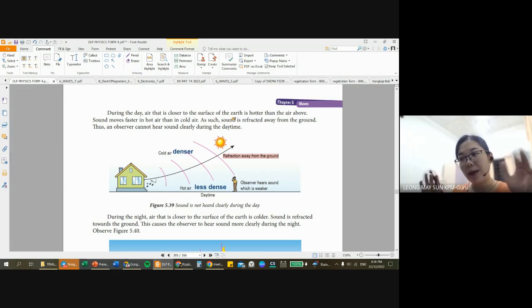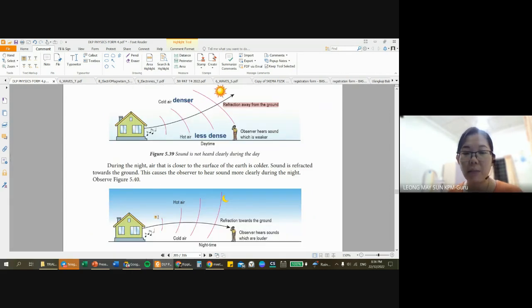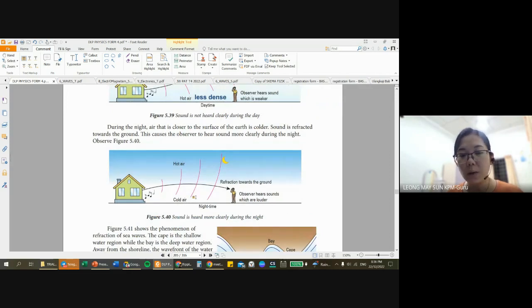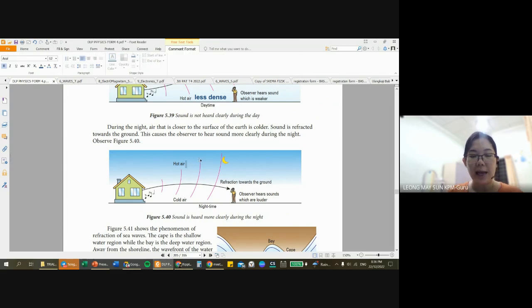But when the weather starts to become much cooler, the sun is not there, it looks like it's going to rain, and you are in the same position as when the sun is out and you start shouting at your friend, your friend can hear it very clearly. Why? Because during nighttime or during colder times, the lower surface has cold air. The upper surface has hot air. So again, hot air is less dense and cold air is denser.